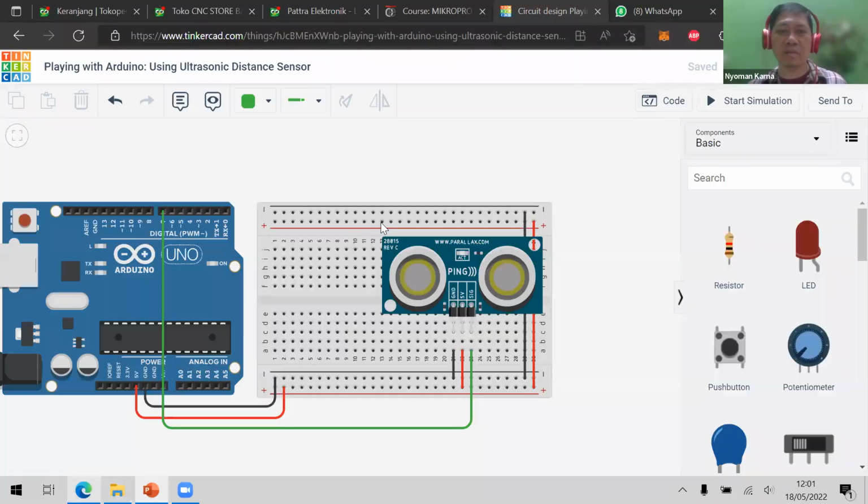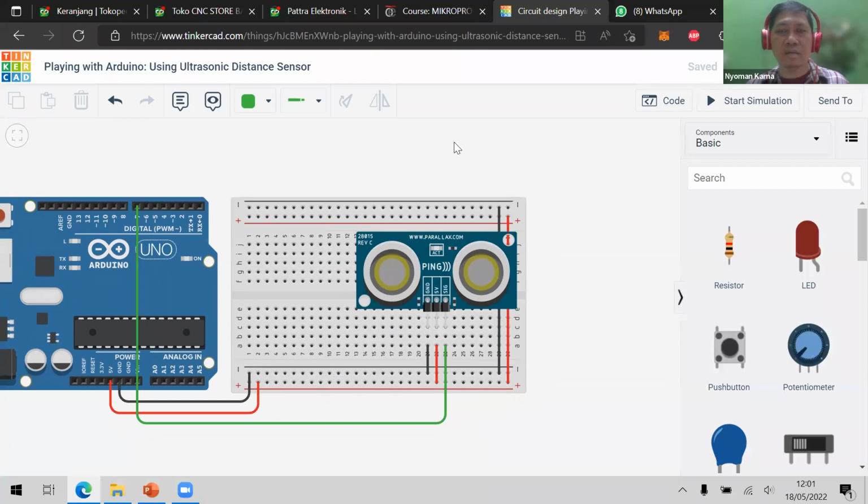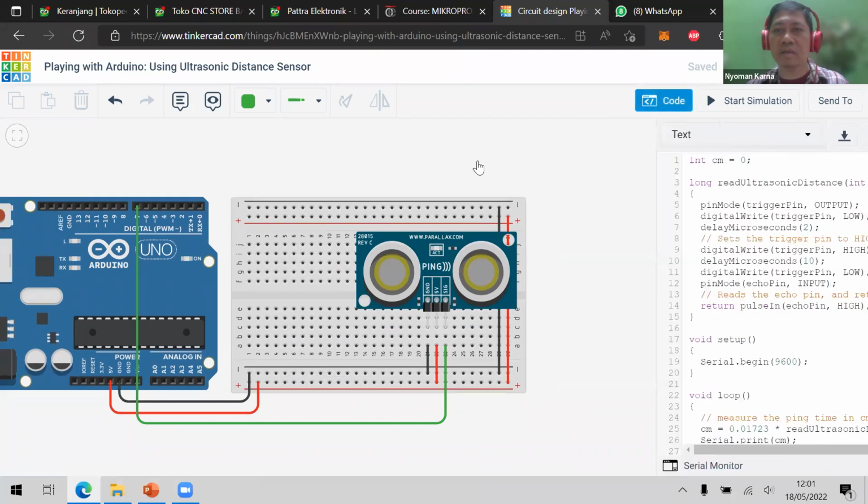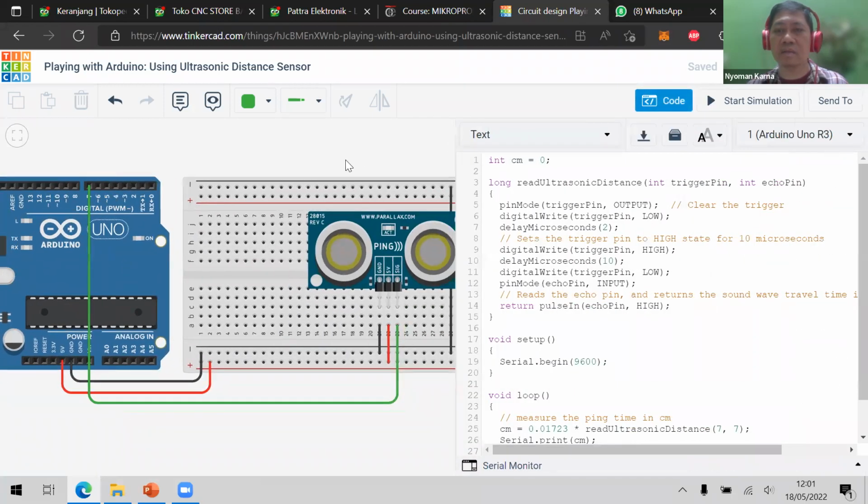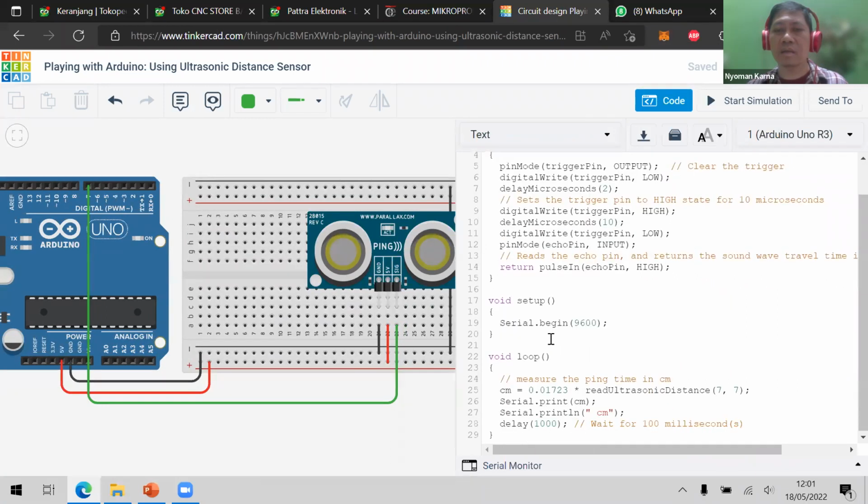Okay, so now let's try to tinker with this circuit, and this is the code. It will print out to the serial monitor the distance between the sensor and the object. So there is a calibration in here. Whatever value is returned by the ultrasonic distance sensor must be multiplied by 0.01723 to get centimeters.